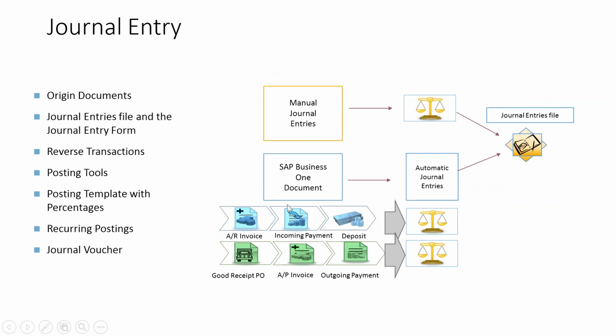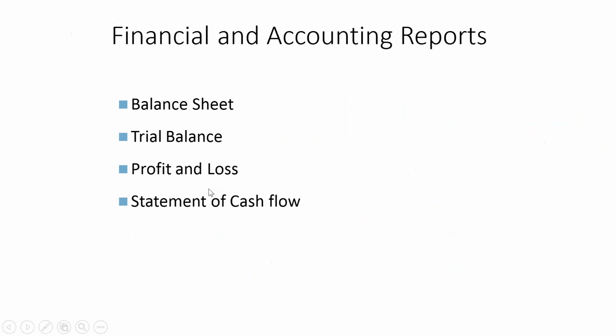So we'll talk about the marketing documents. As everybody knows in SAP, the invoice is considered a marketing document, as well as goods receipt PO and the AP invoices. These are the items that generate your automatic journal entries. And in the end, we'll do a quick run through of the financial and accounting reports, including the balance sheet, trial balance, profit and loss, and statement of cash flows.